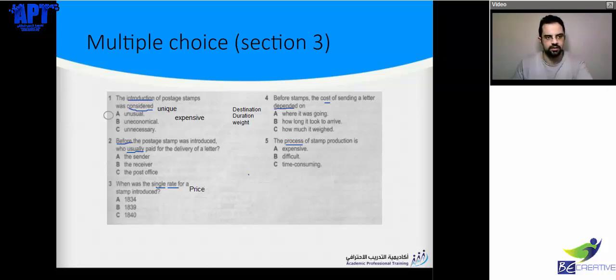Let's just mark it a bit better. So it was unusual. So that's the answer. Unusual. It's not uneconomical, it's not unnecessary, but it was unique. Novel. Novel is a very important word here.